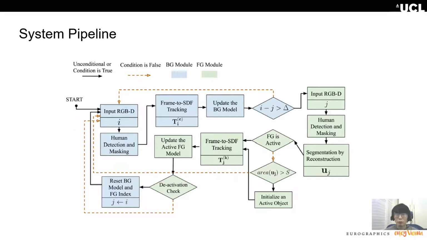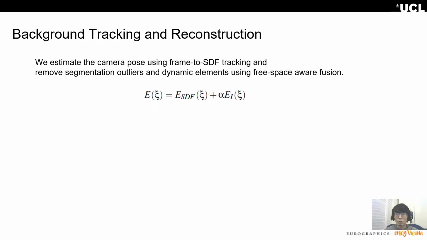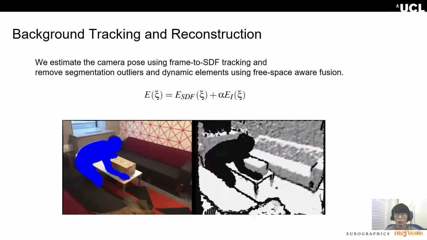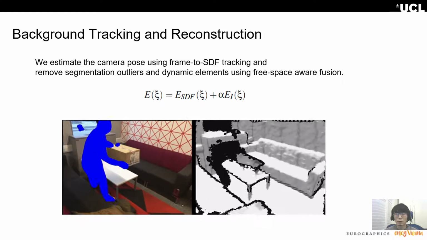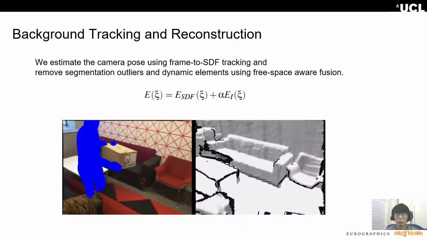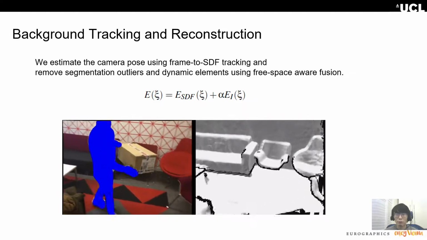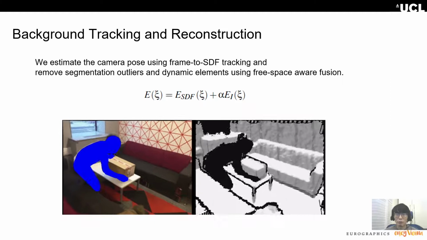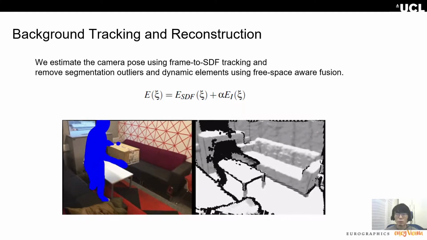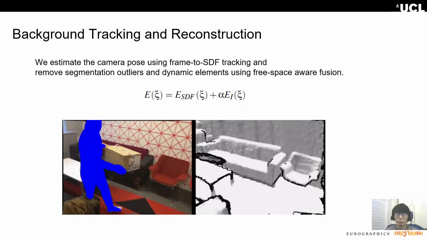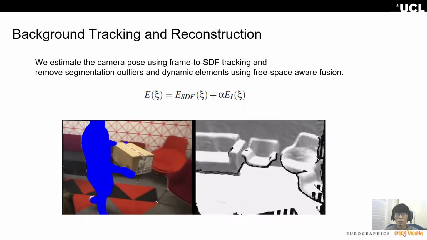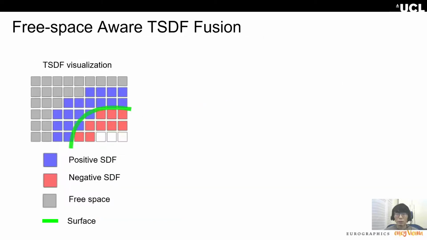Next, we estimate camera motion and build our background model. We estimate the camera pose using frame to SDF tracking with geometry term and photometric term. And we remove segmentation outlier and the dynamic element using free space aware fusion. As a demonstration here, this approach can effectively remove outlier and the dynamic element without running a segmentation network. So how does this being done? Let's see how this works.